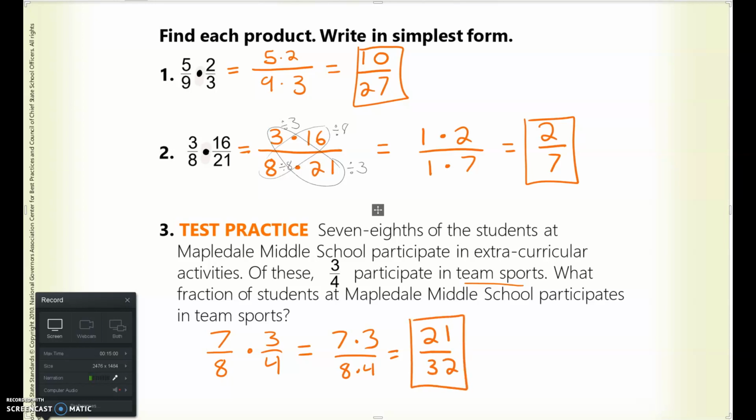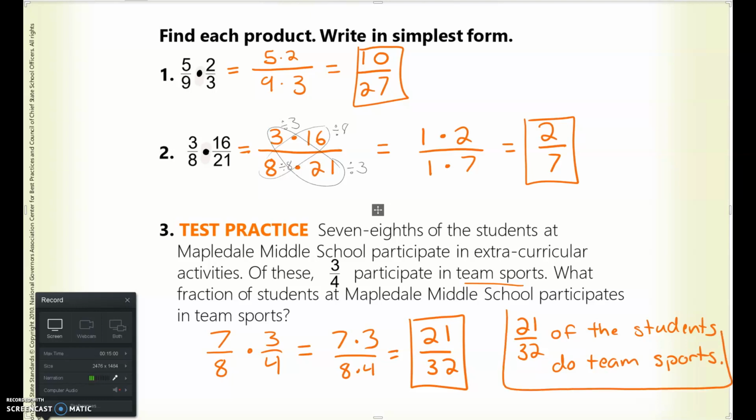So we would say 21 thirty-seconds of the students do team sports. Don't forget, if it was a word problem, you need to write your answer as a sentence.